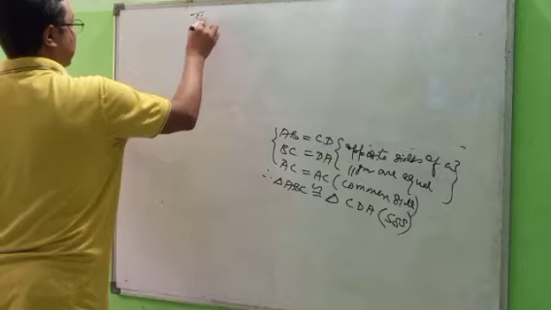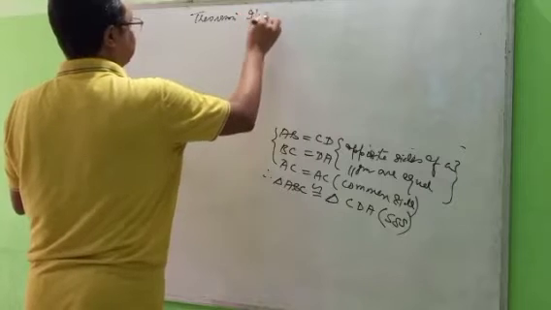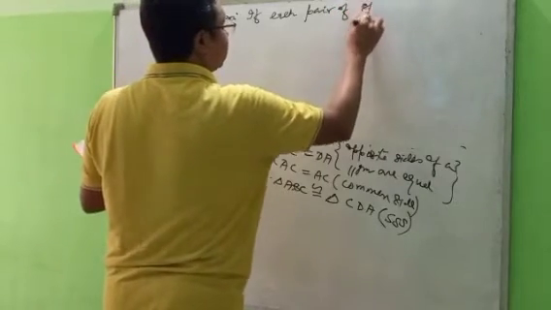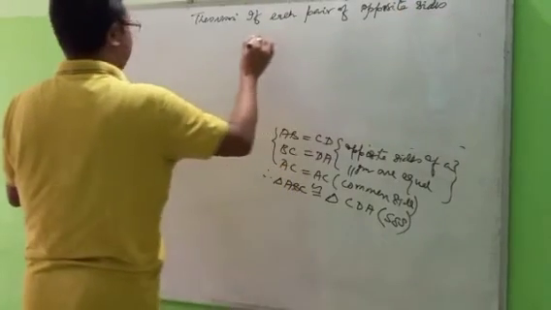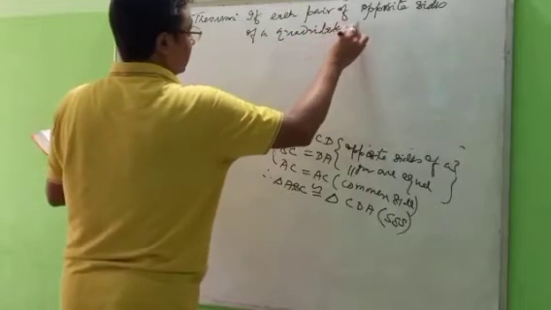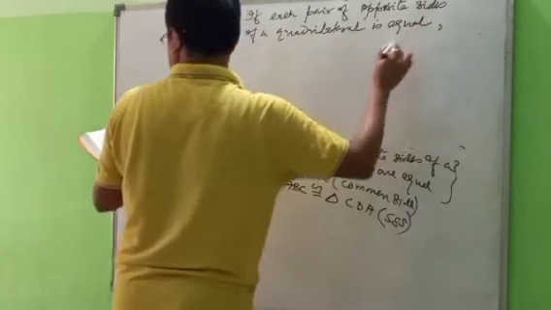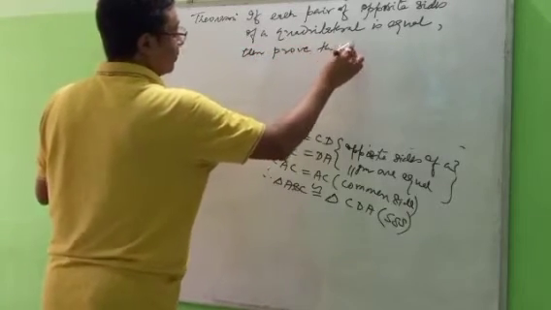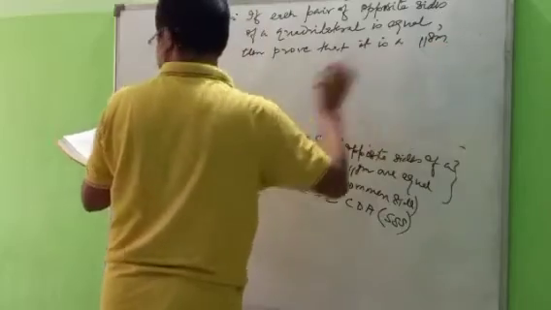Let us take one more theorem. If each pair of opposite sides of a quadrilateral is equal, then prove that it is a parallelogram.